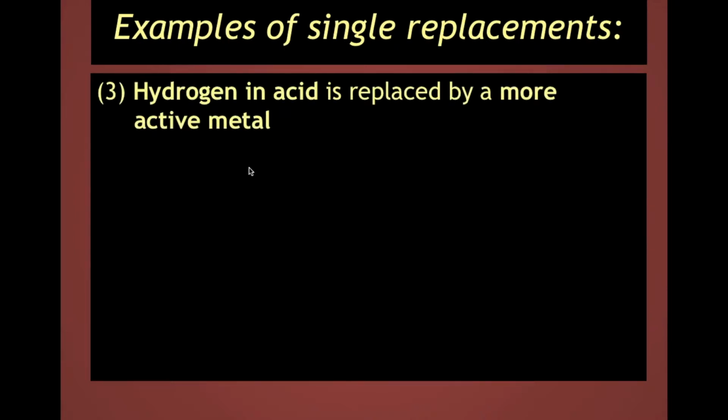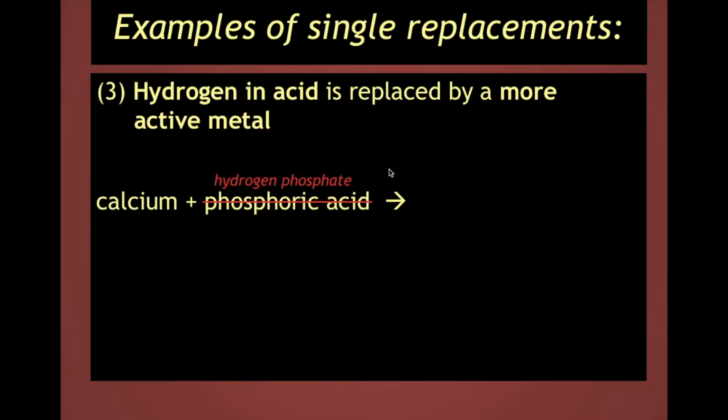Okay, acid now. Now we're talking about acid. It is replaced by a more active metal. Remember, guys, I showed you the three metals. Basically, if it's not one of those three, it's going to be replaced. So here's an example of calcium plus phosphoric acid. I would rewrite this to have the hydrogen in front and then your ion next to it. So for example, this is hydrogen phosphate.